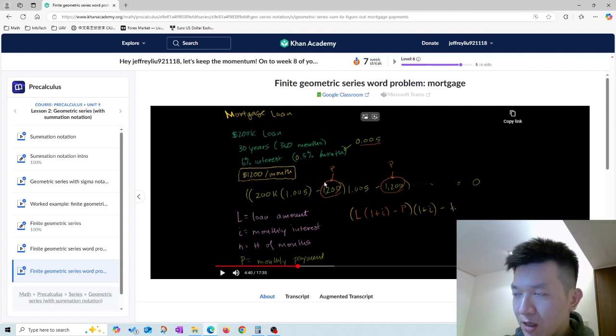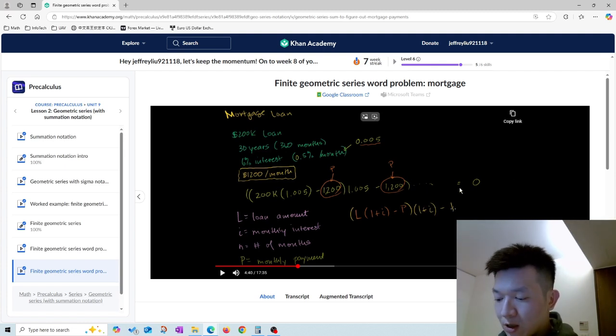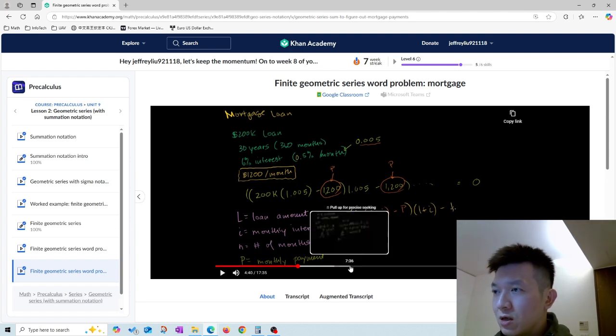So 200K times, we don't want to use K, we will use the regular number, $200,000 times 1.005 minus P, because we don't know the monthly payment yet. And then times 1.005 minus the P, and then times it again all the way down until you paid it off to 0 here. So now you don't see the 1,200 in this case.